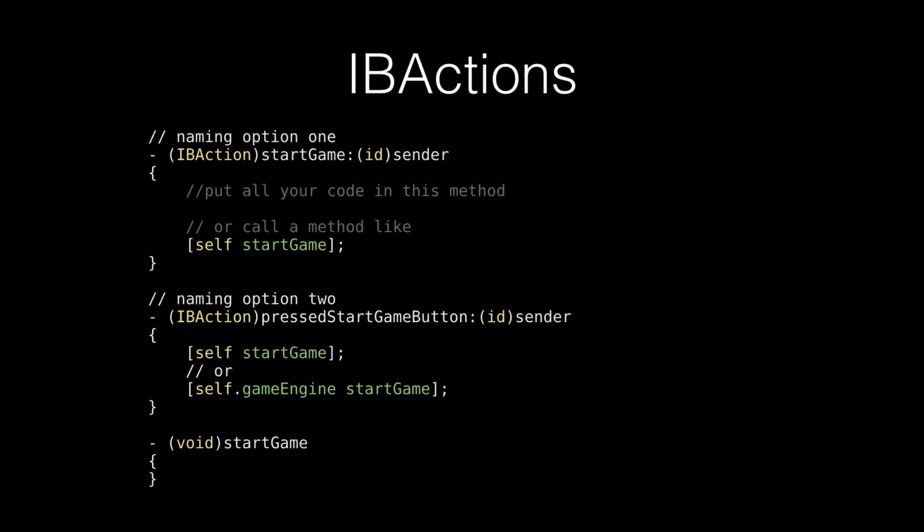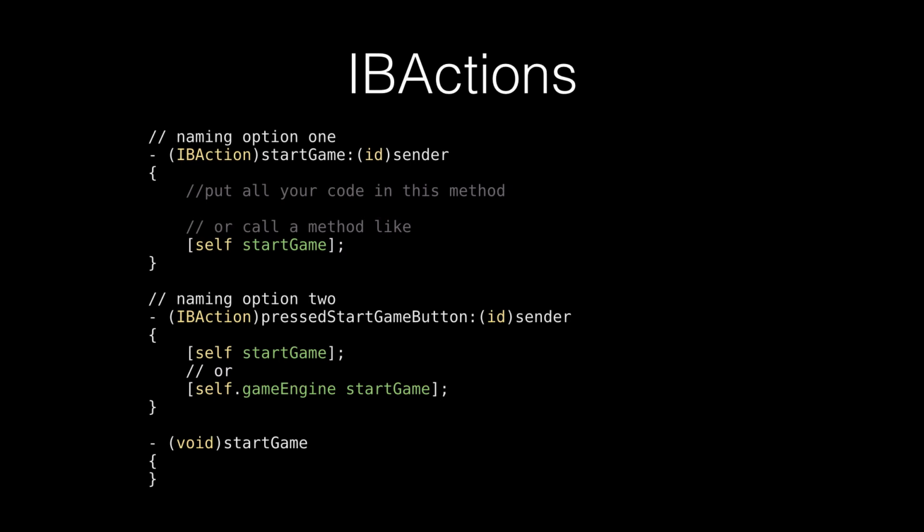So your controls will often have IBActions that are fired when they are pressed or some interaction occurs. So I have two options here. The top one has the action that the event will do. Let's say that's a button press, and start game is what it does. And below we have press start game button. Now this is, to me, nice and descriptive, and it tells me exactly what control is calling this IBAction method. I'll often use the example on the bottom.